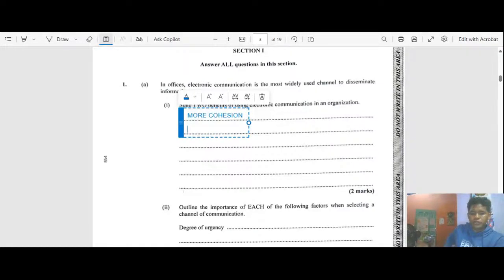So without further ado, let's actually start off again. So more cohesion, faster or more productivity, and efficiency.